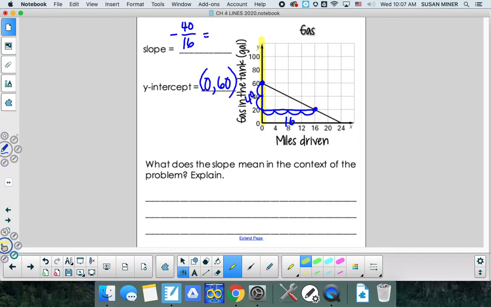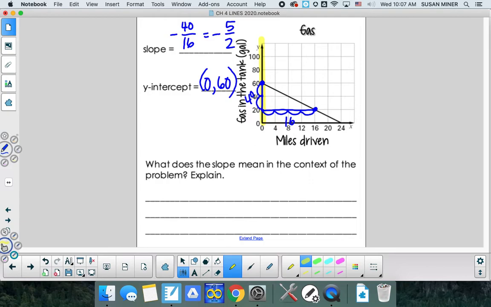And then I just want to reduce it. So 40/16 is going to reduce to, let's see, 5 over 2. So, let's do this: -5 halves. So my slope here is -5 halves. My y-intercept is (0, 60). And it says, what does the slope mean in the context of this problem?